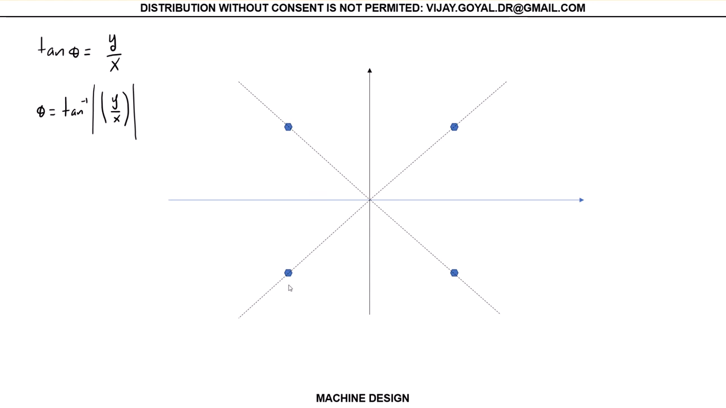Okay, so in our problem, this was angle 1, this was bolt 1, this was 2, this was 3, and this was 4. Okay, this is x, this is y, same coordinate system about your centroid. This is your centroid.